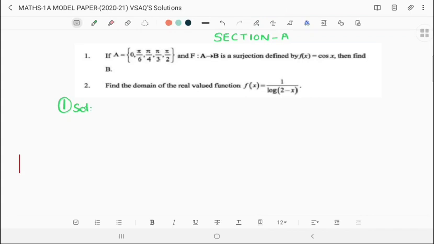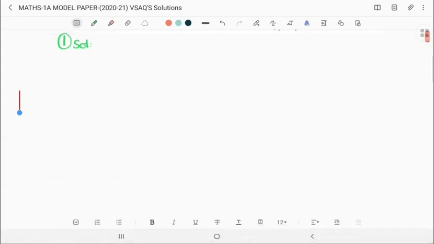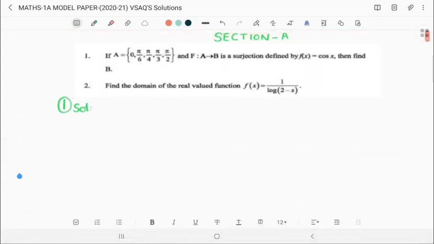In this video we are going to discuss the Maths 1A model paper of the Telangana Intermediate Board. From 25th of October this month, the intermediate exams are going to start. So that is the reason I am going to explain the model paper questions with solutions here. Let us have a discussion.